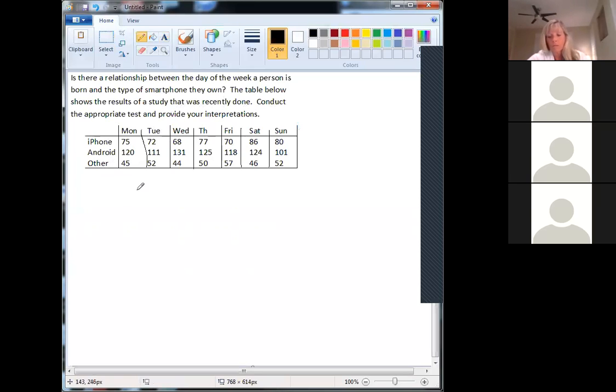Okay, so now what we need to do is we need to come up with the right test for this. How is this different than the last two that we did? And this is very different, but how is it different? So the first thing is it's qualitative. That's the same as last time. But how is it different?